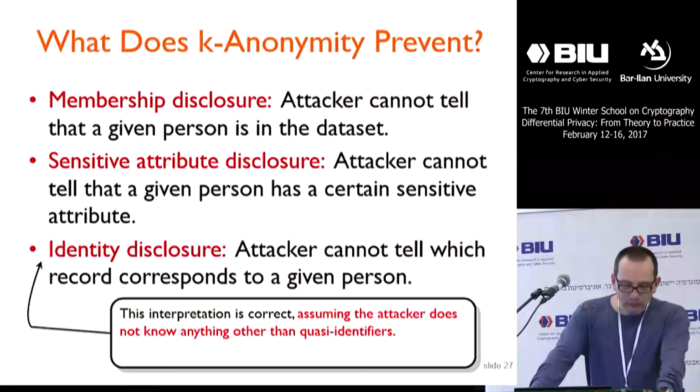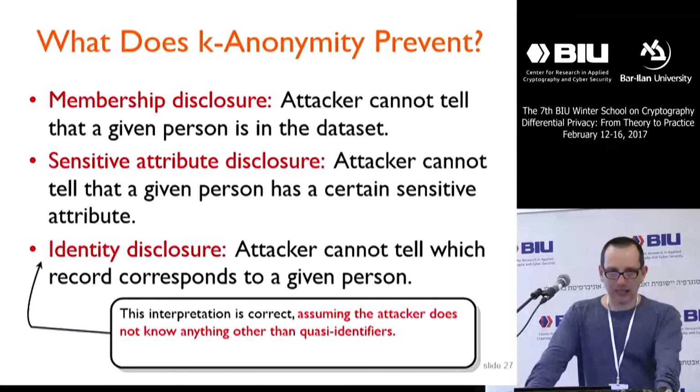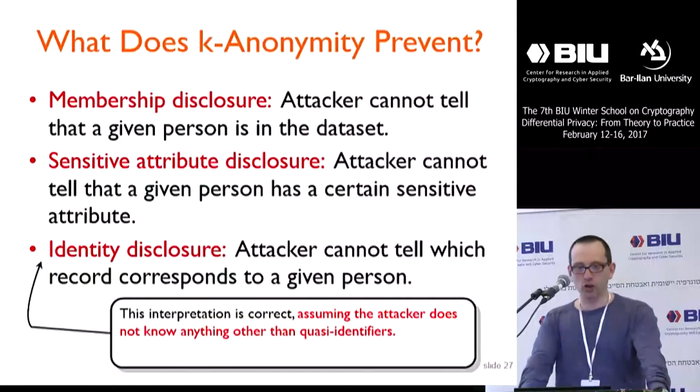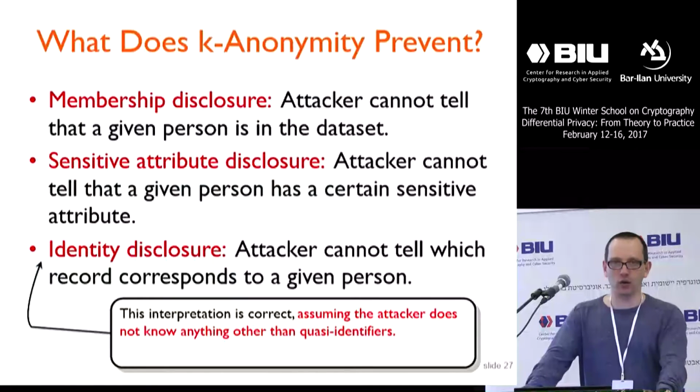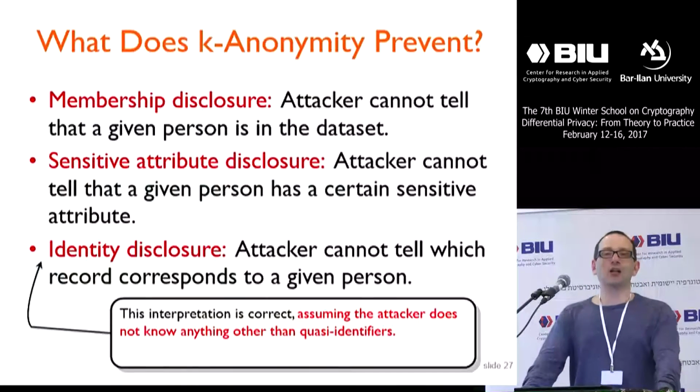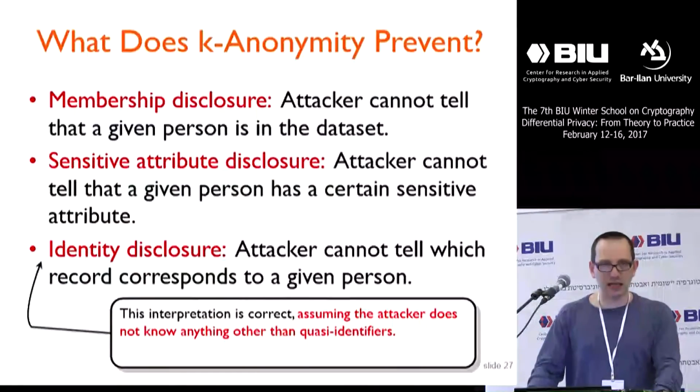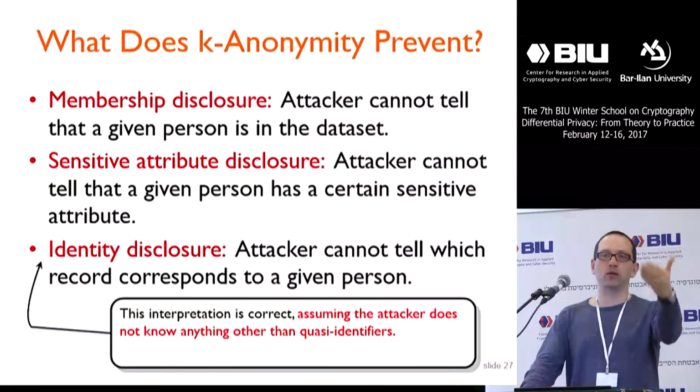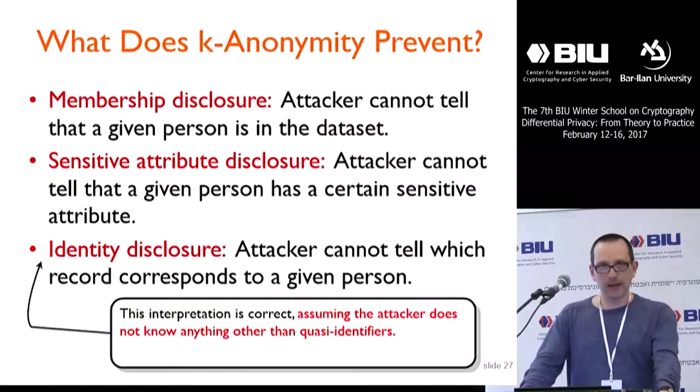So K-anonymity, at best, gives some form of identity disclosure protection. Assuming the only thing the attacker knows is a quasi-identifier, that's a very restricted attacker, a really dumb attacker. Assuming that, record linkage fails in the following sense: given auxiliary information that has the same quasi-identifier, I don't know which of the K records in the original data set corresponds to my target.